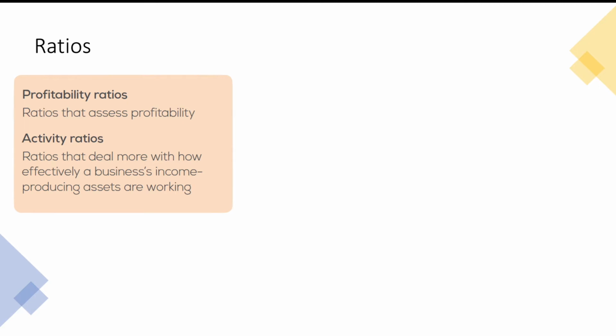Activity ratios, number two. Activity ratios deal more with how effectively a business's income producing assets are working. What does that mean actually? It means whether the activities of the business are going well or not. This ratio will tell you whether the activities of the business are effectively working or not.